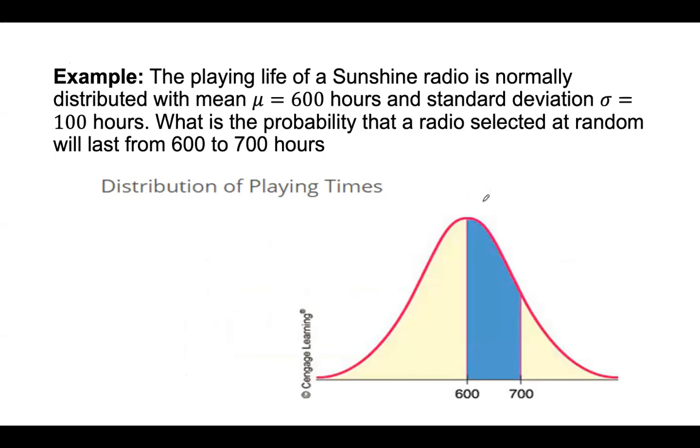So the life of a Sunshine radio is normally distributed with a mean of 600 hours. So that is our mean. And our standard deviation is 100 hours. What is the probability that a radio selected at random will last between 600 and 700 hours? So what is this probability between here and here?